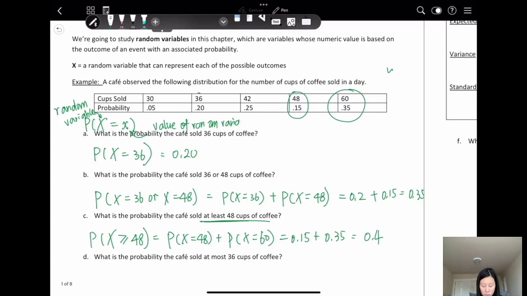Okay, what's the probability that the cafe sells at most 36 cups of coffee? So that's different. At least means the number of cups sold is greater than or equal to 48. Think about it here: at most 36 cups means they sell less than or equal to 36 cups of coffee, which means we only have either selling 13 cups or 36 cups.